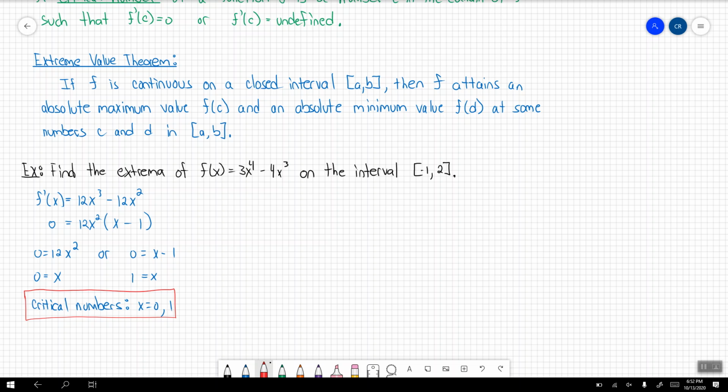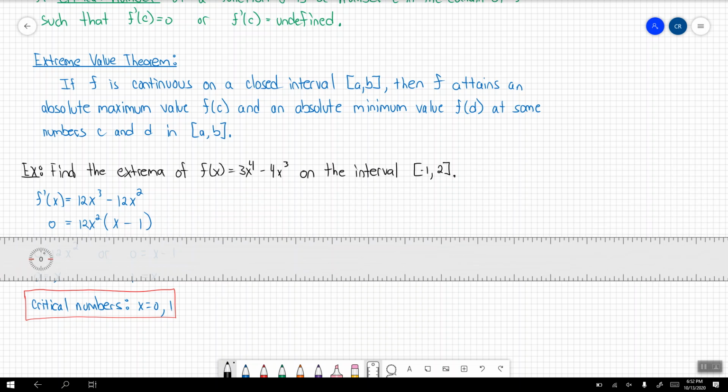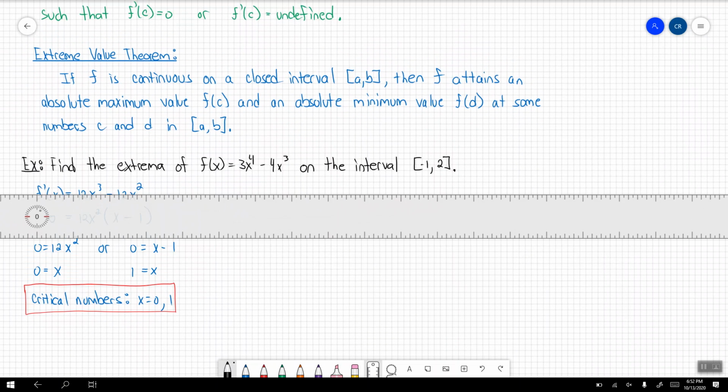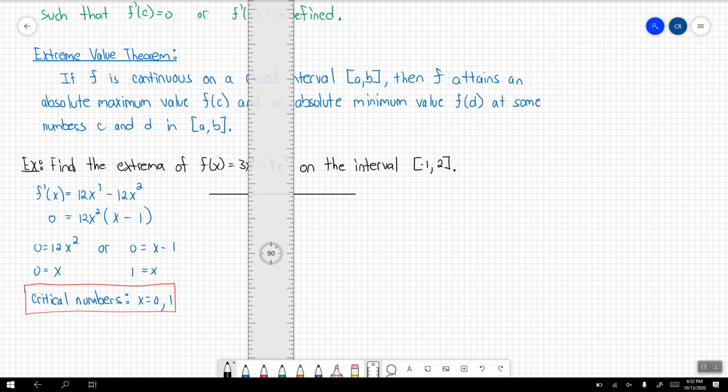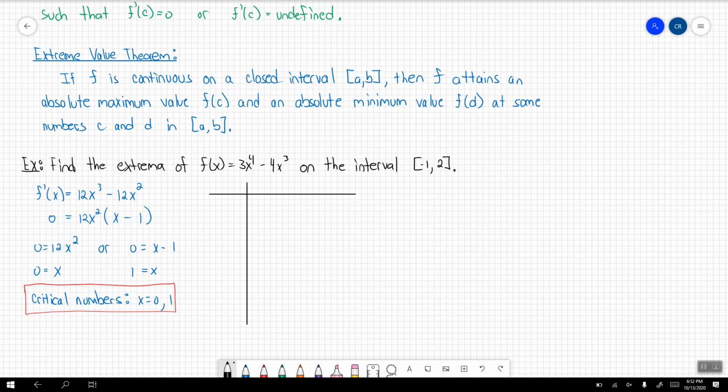So let's go through, and I'm going to order this on a table to make sure that I identify every single critical point and every single endpoint for this interval. All right, so here we go. We're going to insert some x values, and then we're also going to evaluate those x values using the given function.